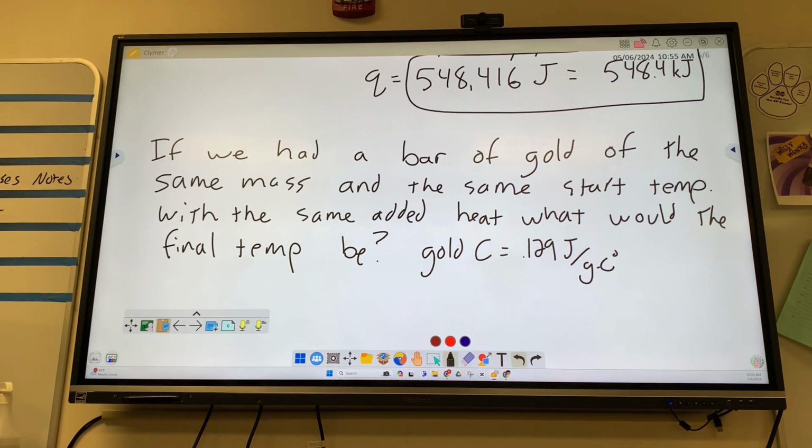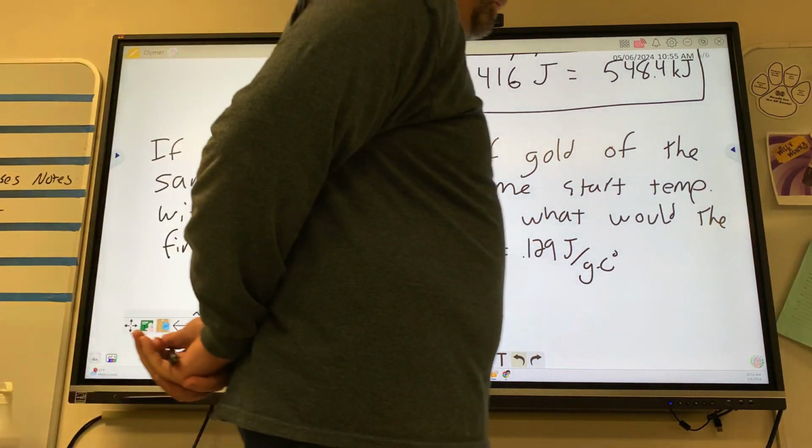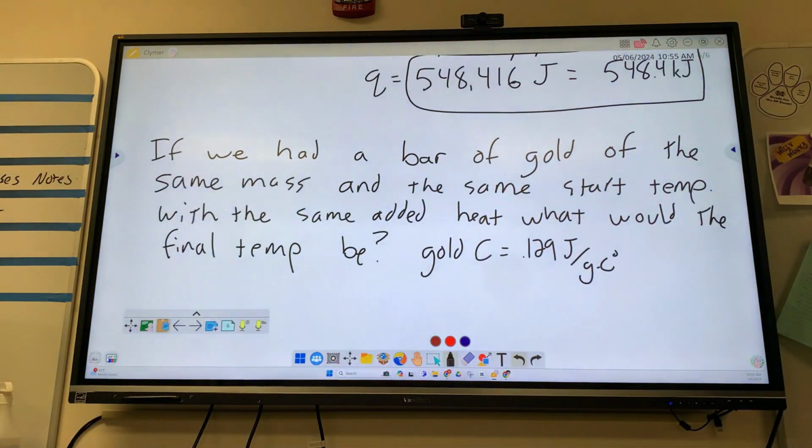So you're starting at 18 degrees and you're adding 82. No, I didn't say heat it up the same number of degrees. I said give it the same heat, the same starting temp, and the same mass. So we're solving for delta T. What number do we know in this one? Same heat added. Yes, same heat added.